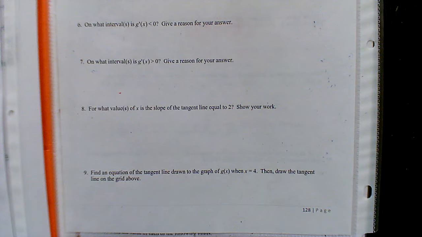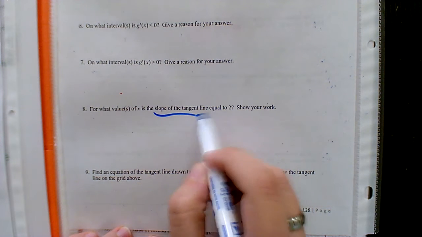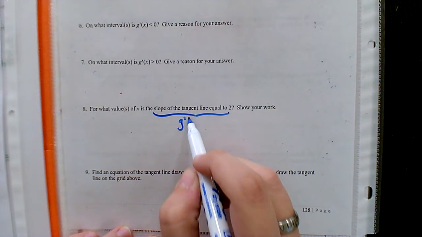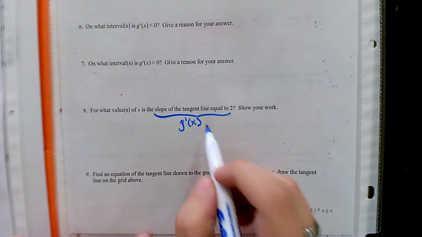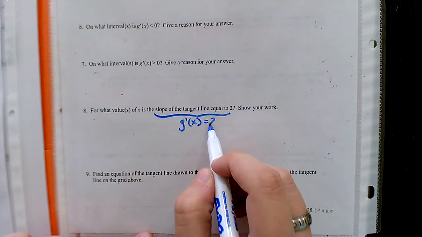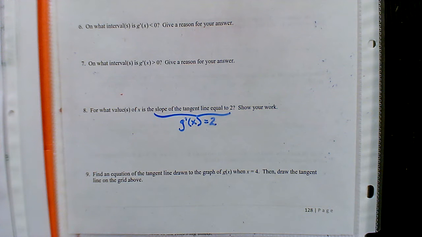Slope of tangent line equal to 2. When you check, does that sound about right? Okay. And I believe we labeled yesterday, when the wording says slope of tangent line equal to 2, slope of tangent means derivative, and we want that equal to 2.